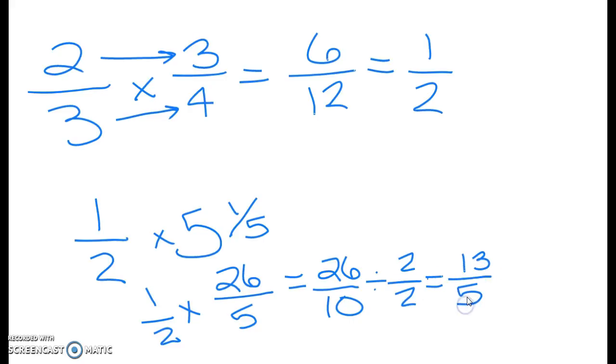And we can further turn this back into a mixed number. 5 goes into 13 2 times. Our denominator stays the same. 2 times 5 is 10. 13 minus 10 is 3. And there is your complete answer.